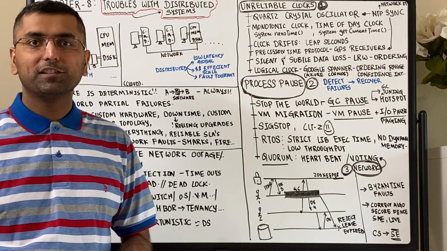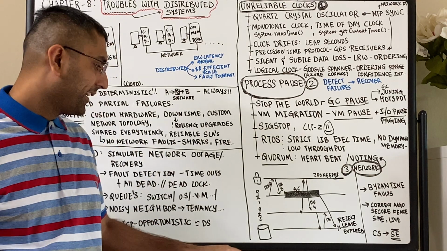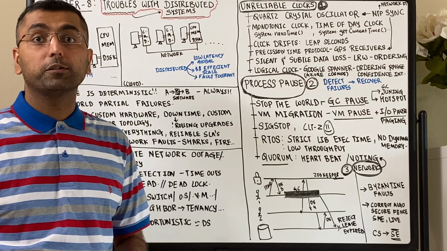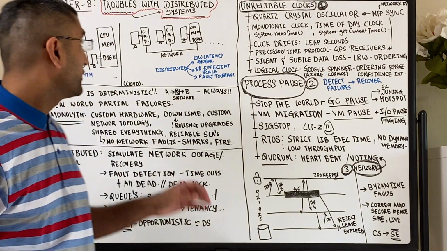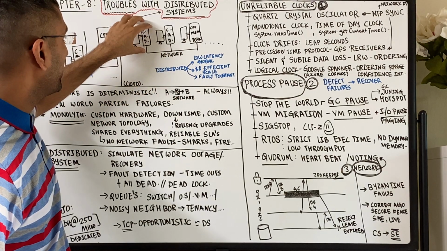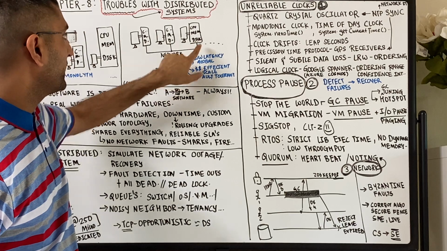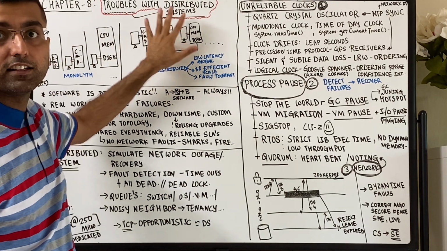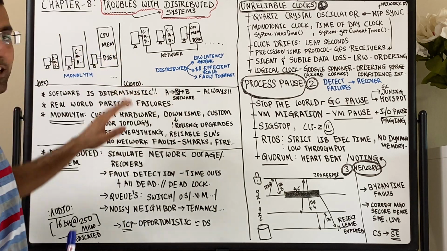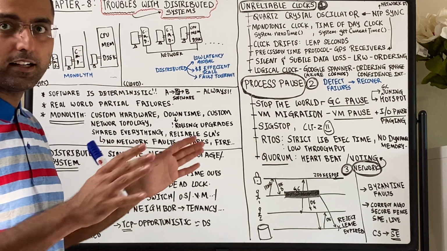Chapter 8, Troubles with Distributed Systems. We need to deeply understand some of the issues when we try to use a distributed system. A distributed system typically uses commodity hardware connected over a network. That's a typical distributed system. Whereas in a monolithic system, there is no connection, there is no sharing, and there's no network involved.